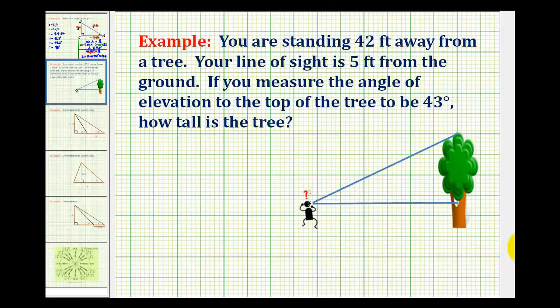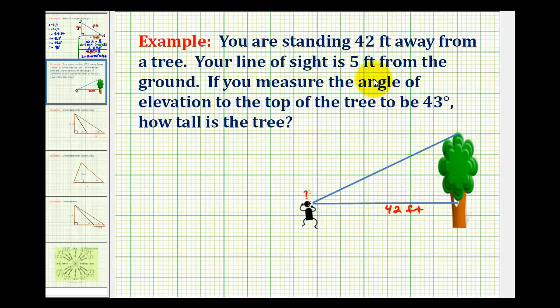Here's an application of a trig equation. You are standing 42 feet away from a tree. Your line of sight is 5 feet from the ground. If you measure the angle of elevation to the top of the tree to be 43 degrees, how tall is the tree? Since you're 42 feet away from the tree, this distance here would be 42 feet.